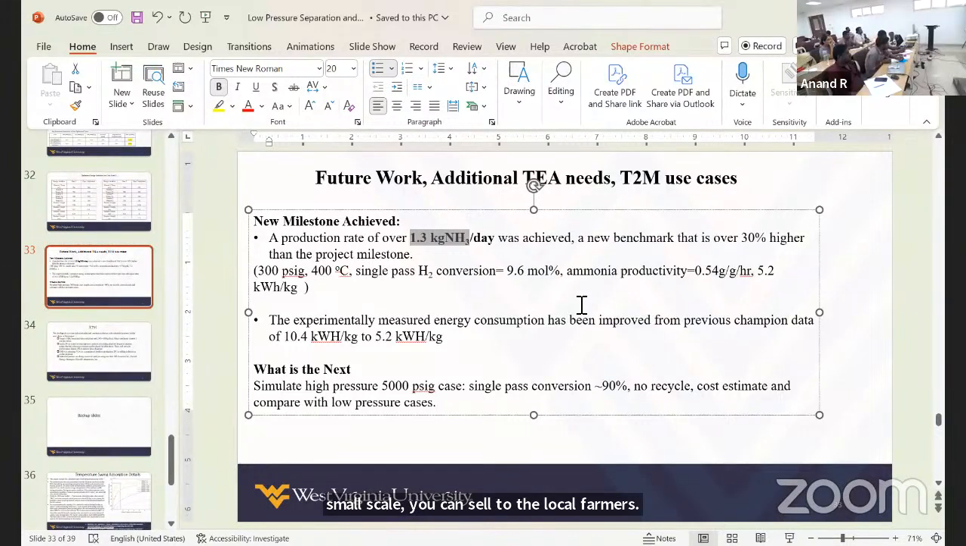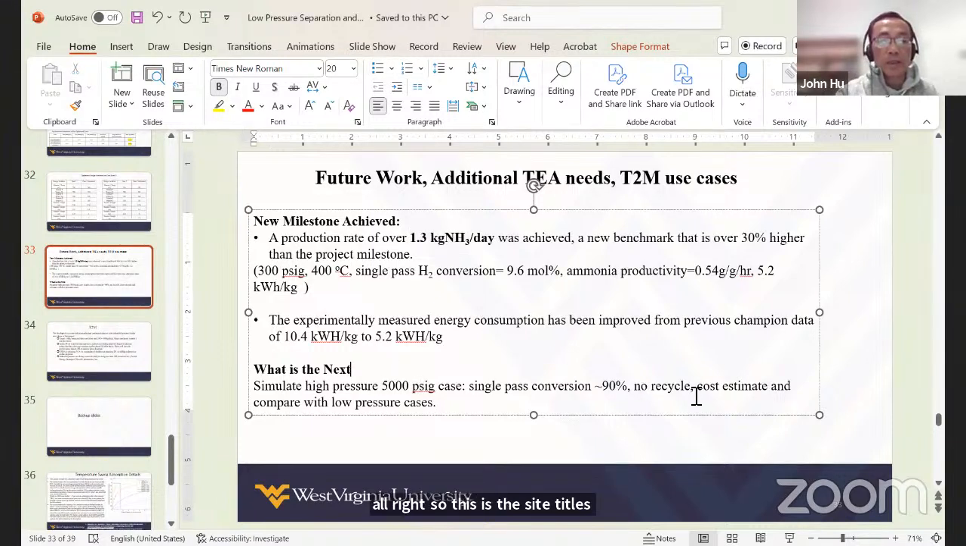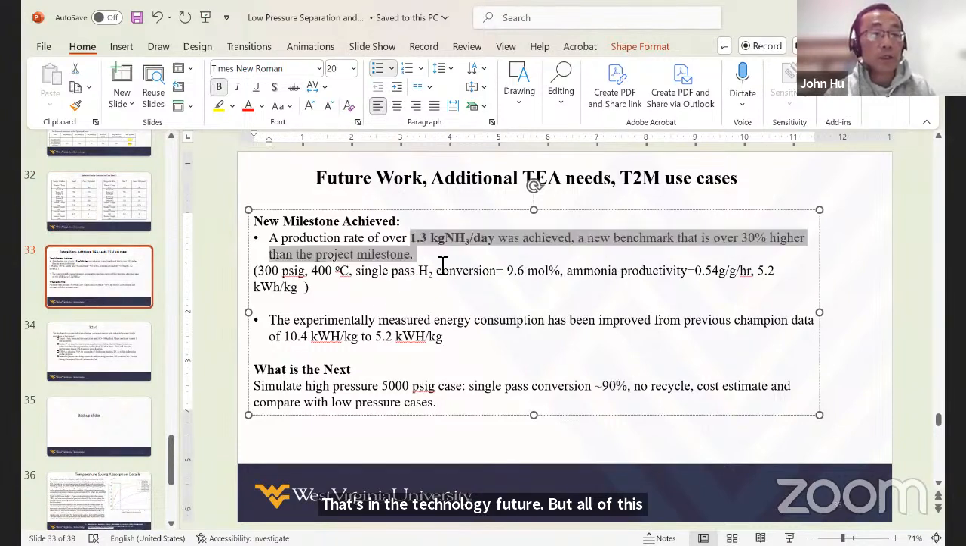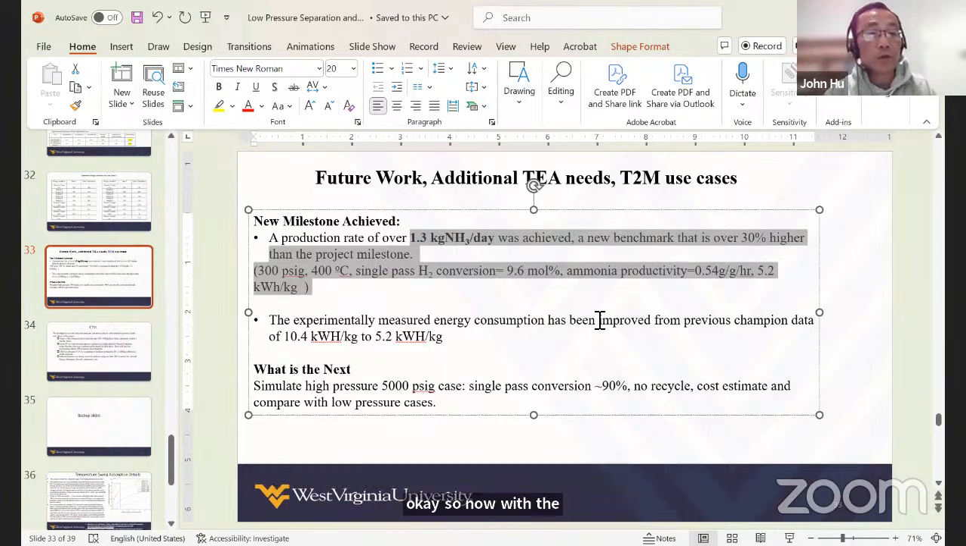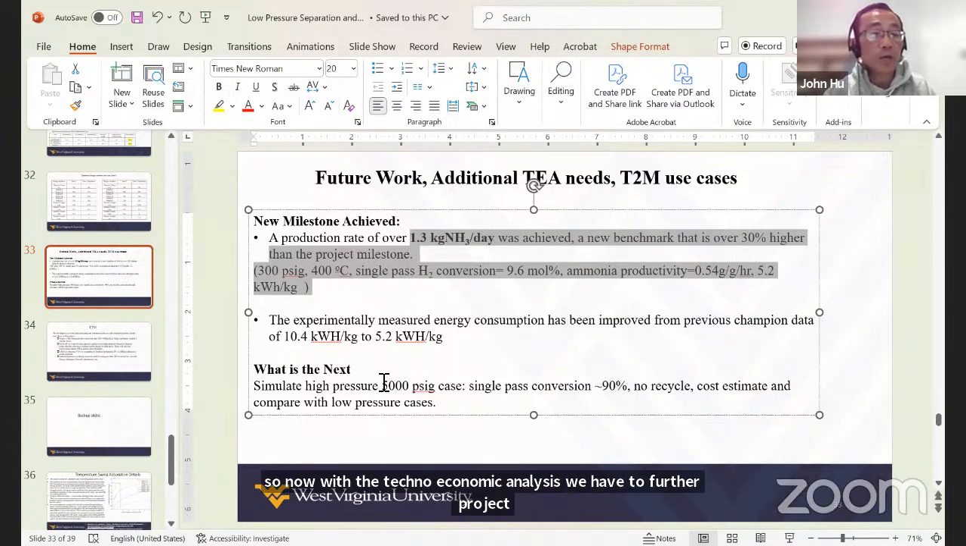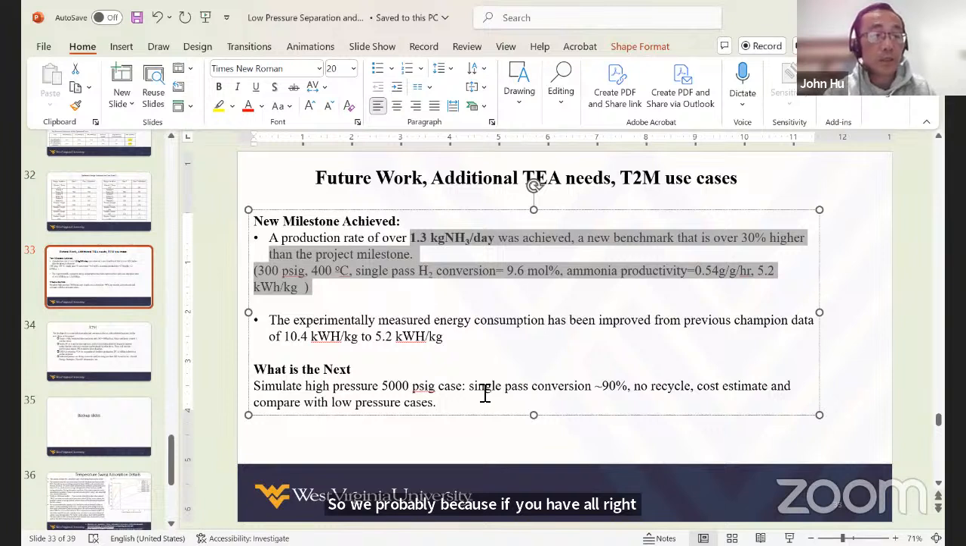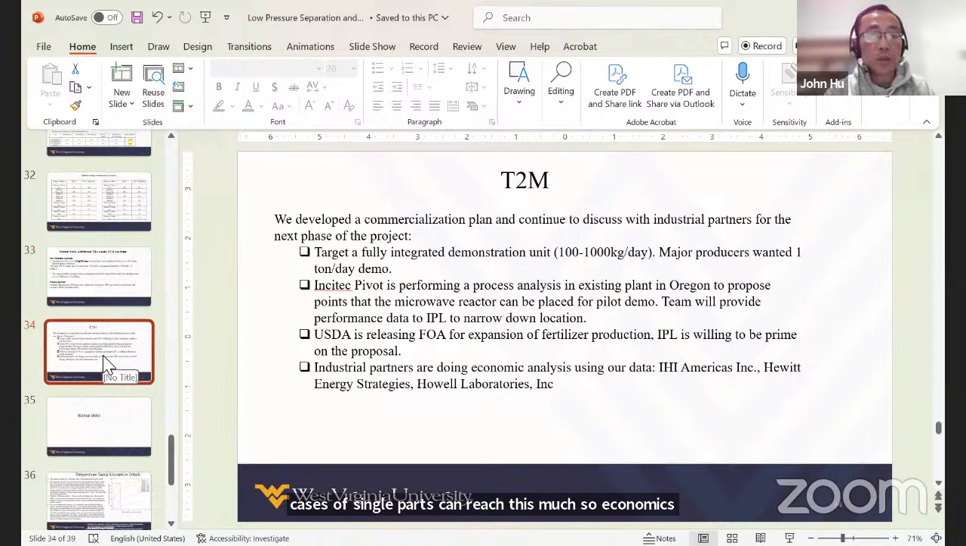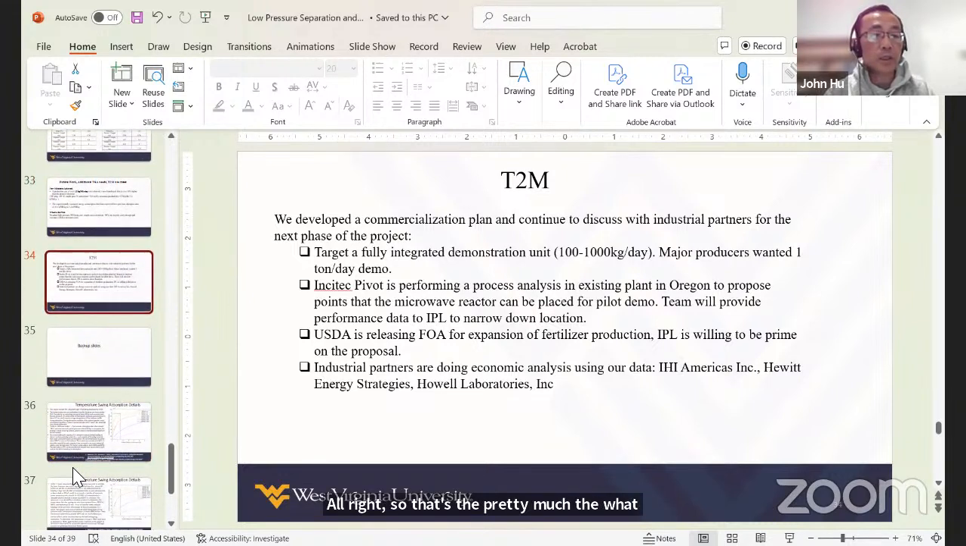Yes, sir. All right. So this is the status. So what's next? Next, we can build the large scale single pass conversion, 90%. But that's in the technology future. All of this, if you see our technical economic analysis, we have very good data to back it up. With the technical economic analysis, we actually further project: if our reactor goes up to 5,000 psi and cases, our single pass can reach this much, so the economics will be doing even better. All right, that's pretty much what we are doing on the TEA.